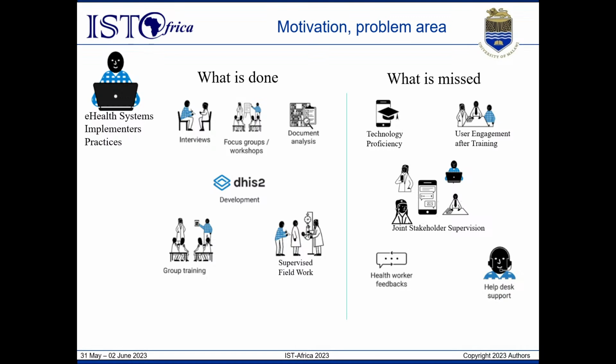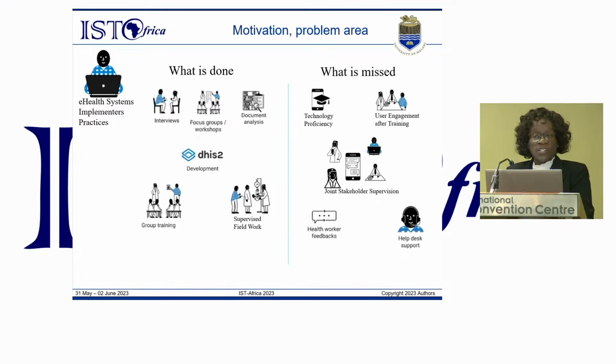So we noted as we started implementing this project together with the ministry that something is missing. User engagement after training is not systematic. And then there was also need for joint stakeholder supervision because as developers, you train them, but then what's next? There's need for someone to pick up from where you left so that they ensure that the users are doing the right thing. Where they're having challenges, they're being assisted.